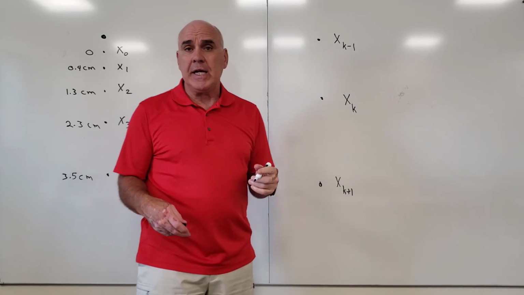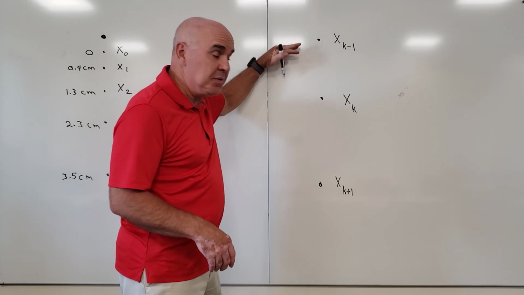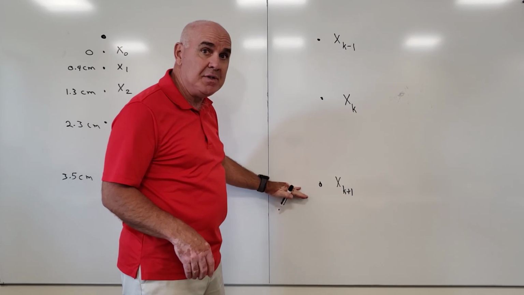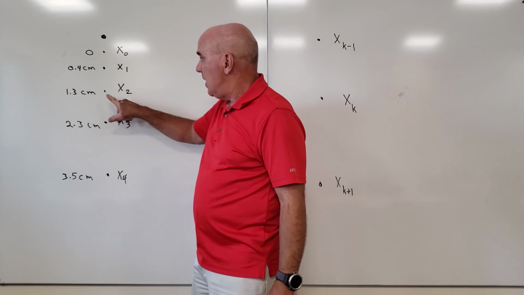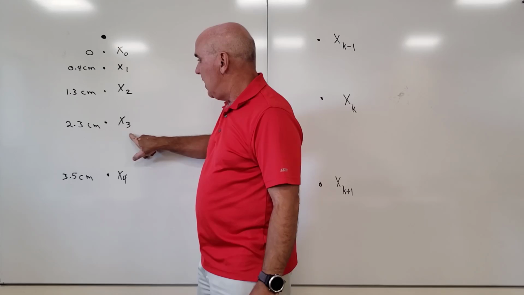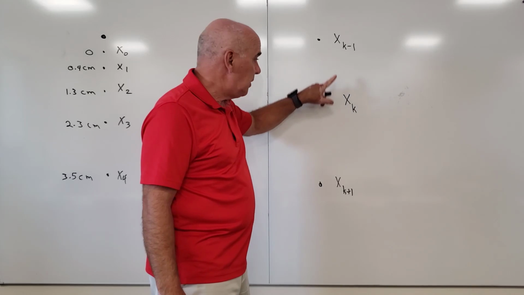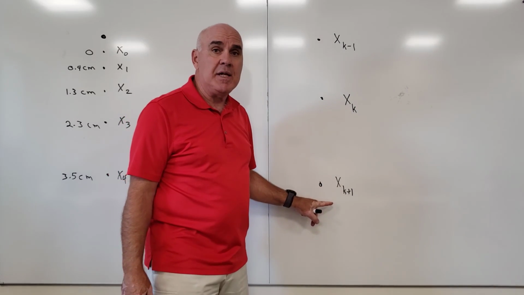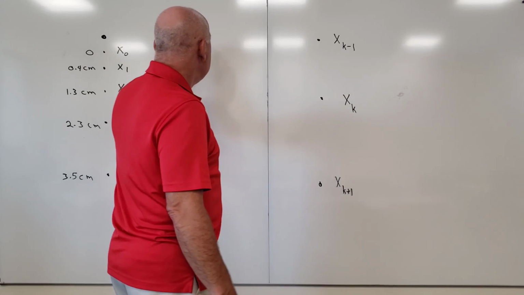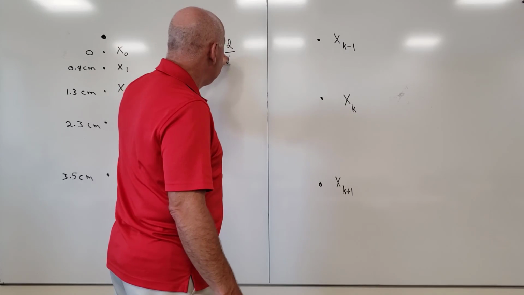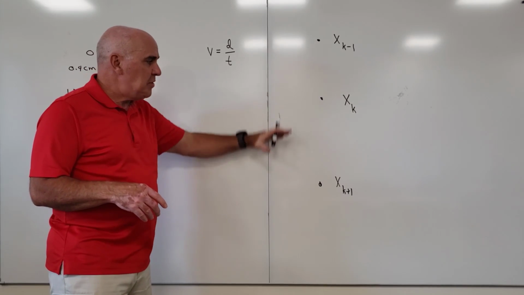And what we want to do is calculate the velocities. We've measured their positions. So this is going to have some value, this is going to have some value, this is going to have some value, right? And so in this case, x1 is at 0.4 centimeters, x2 is at 1.3 centimeters, x3 is at 2.3 centimeters. So this one has a measurement of x sub k minus 1, this one has x sub k, and this is x sub k plus 1. So how do I find the velocity? Well, you know that velocity is distance over time, right? Distance over time. But what do I do in this scenario?